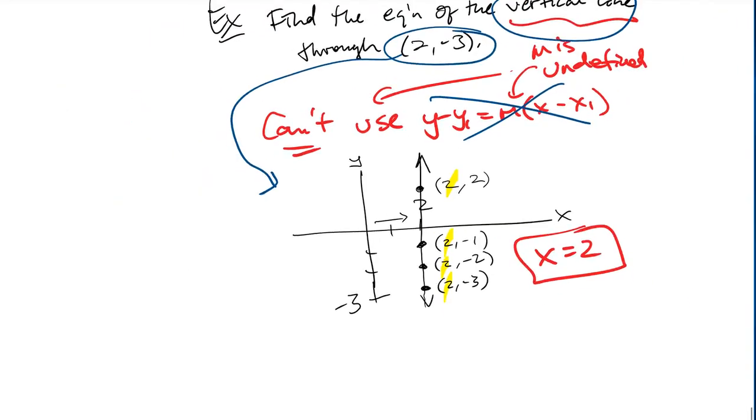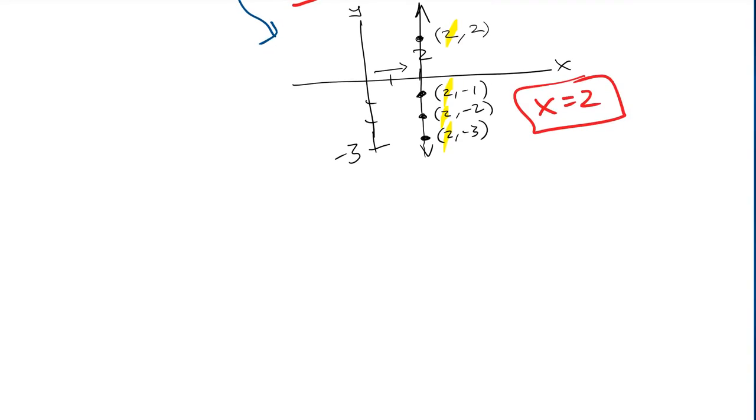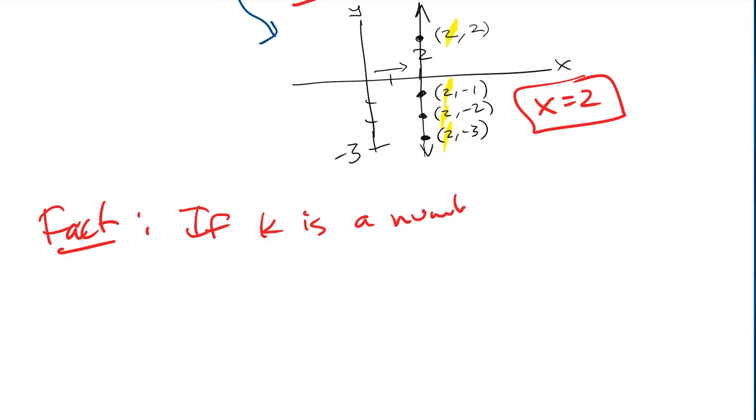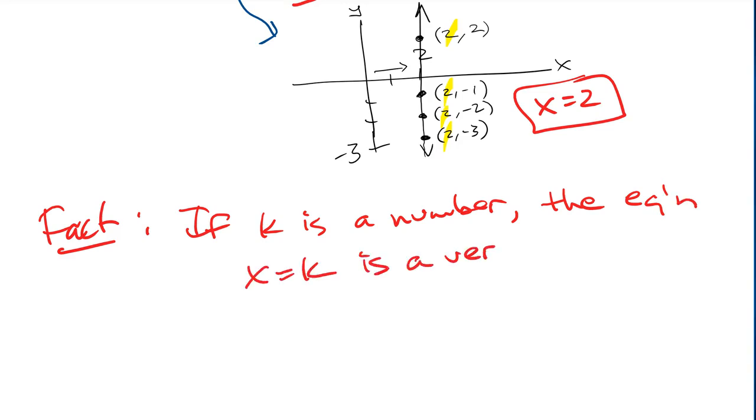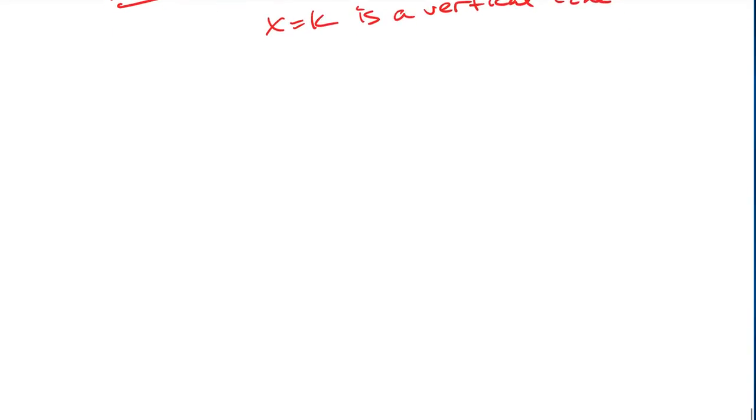All right? So let's give you a little fact here. If k is a number, the equation x equals k is a vertical line when you graph it. Okay, so please know this. All right, one last thing. This is parallel. No, that's it.